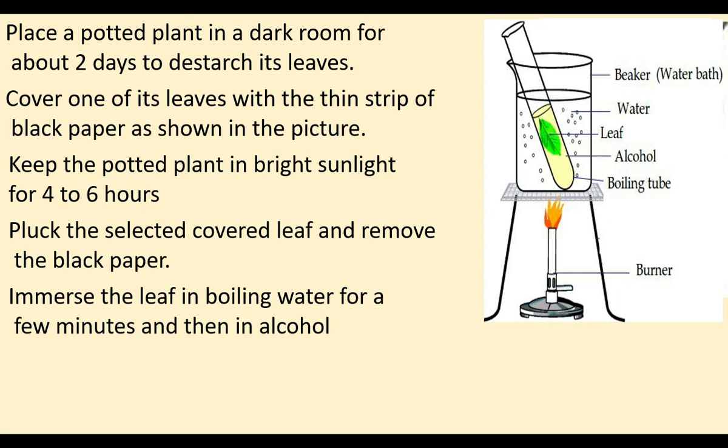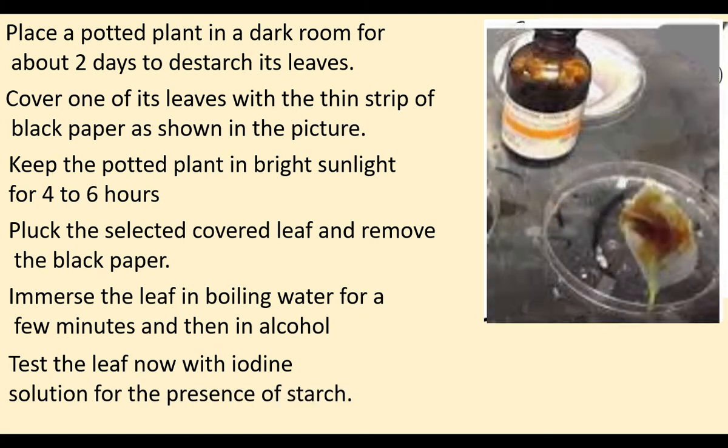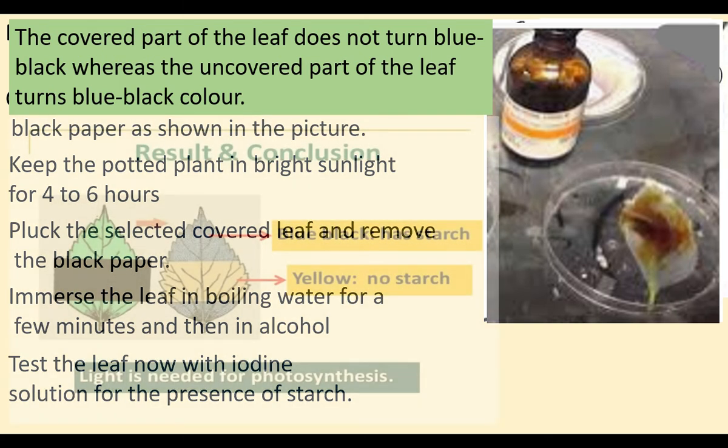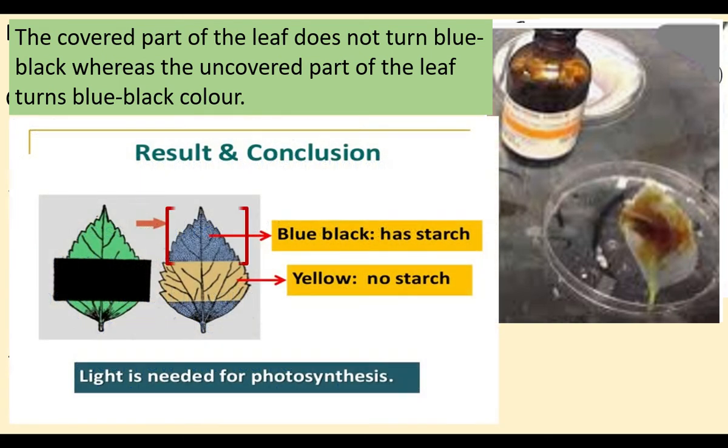Then the leaf is tested for the presence of starch by using iodine. Test the leaf now with iodine for the presence of starch. Now the leaf is tested in iodine. The covered part of the leaf does not turn blue, whereas the uncovered part of the leaf turns blue colored. Uncovered part of the leaf turned blue-black color.